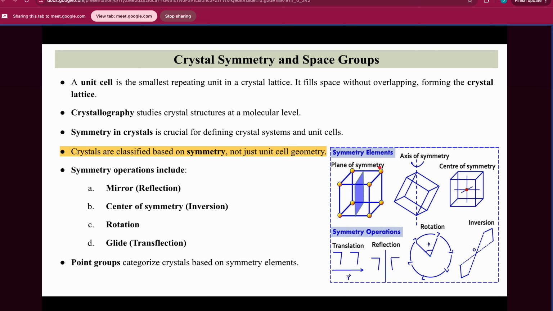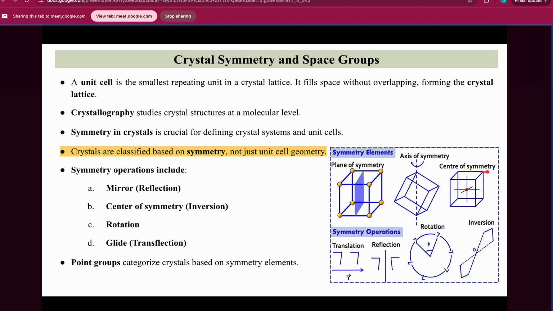In this particular figure, I have shown the symmetry elements. Depending on which symmetric operation is performed, there are different elements from which you can perform the analysis. First is the plane of symmetry. If you consider this plane and then check what is happening after the symmetric operation, this is known as the plane of symmetry. Then comes the axis of symmetry, which passes through the center. This tells you the angle of rotation, at what angle the crystal is being rotated.